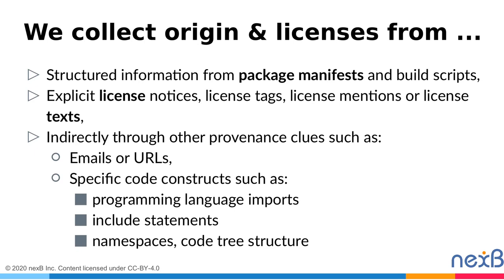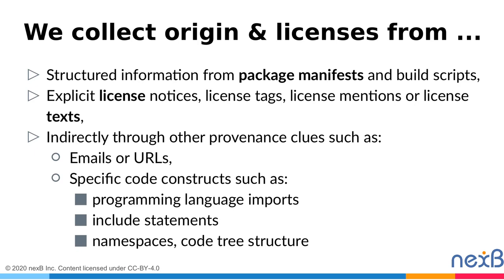Now, how do you go about collecting license information? There are many different ways. One is to get structured information from what's called a package manifest. If you use Python, you're going to create a setup.py script, which can contain the license tag, which is structured information about what the license is. The same happens for Ruby with gemspec files, or Node with package.json, or Maven with the Maven POM. Each of these has placeholders where you can put structured information about the original license.